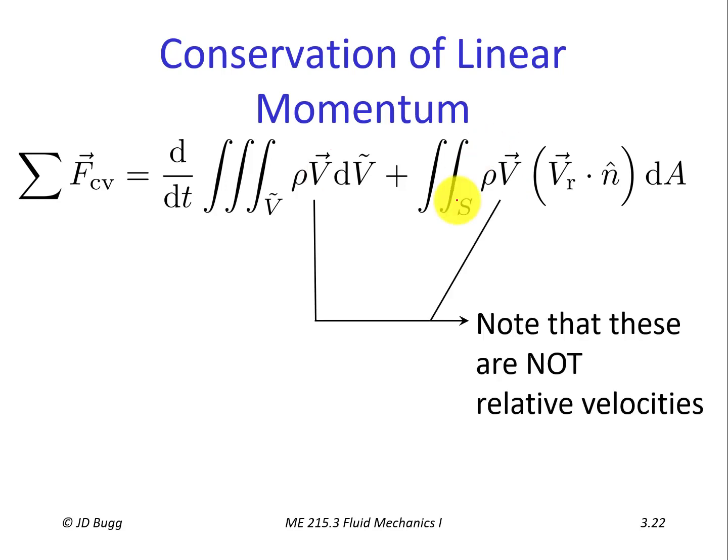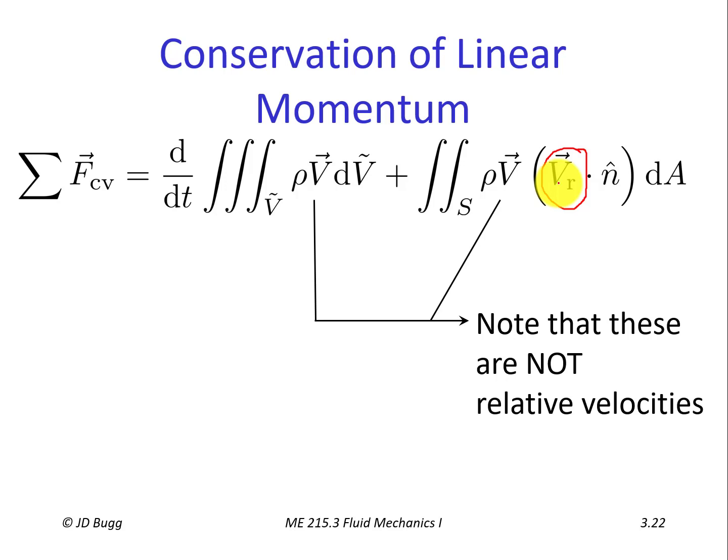Now realize that those V's are not relative velocities. Remember back when we developed Reynolds Transport Theorem, we talked about this V sub r term. This V sub r denotes the velocity of the fluid relative to the control surface. So if our control surface is moving for some reason, we need to make sure in that term that we're using the velocity relative to the control surface. And that subscript r is there to remind us to do that.